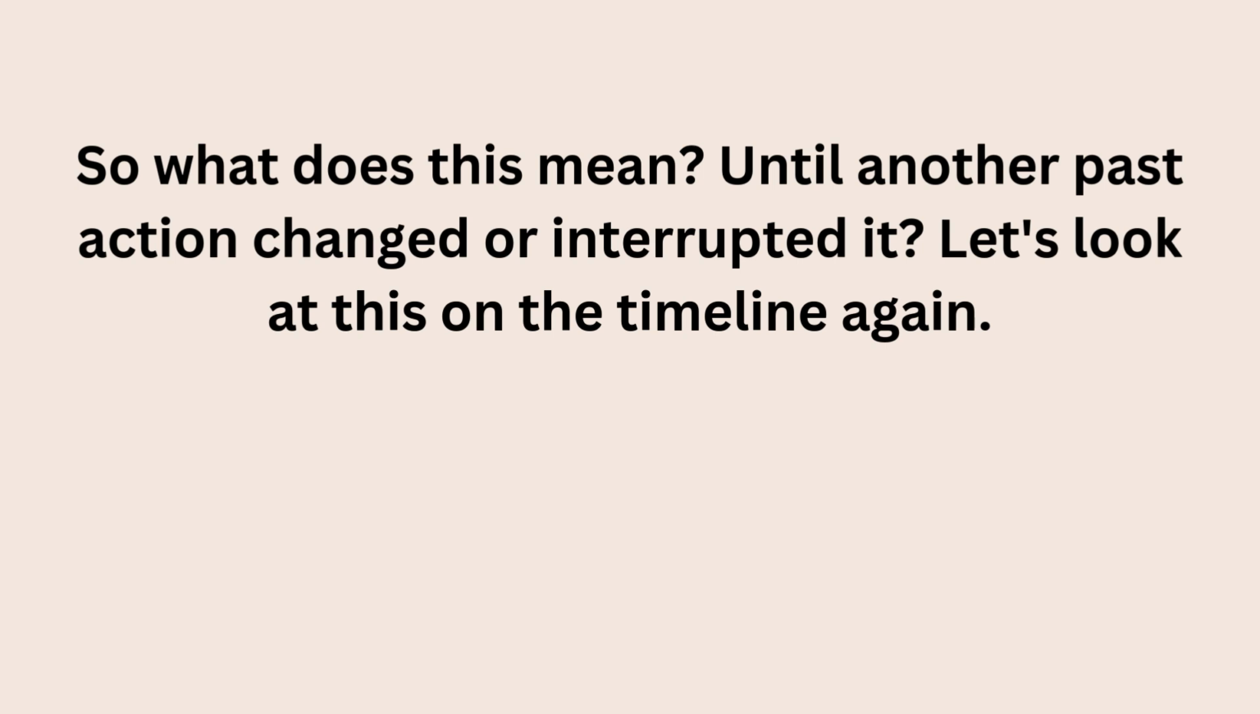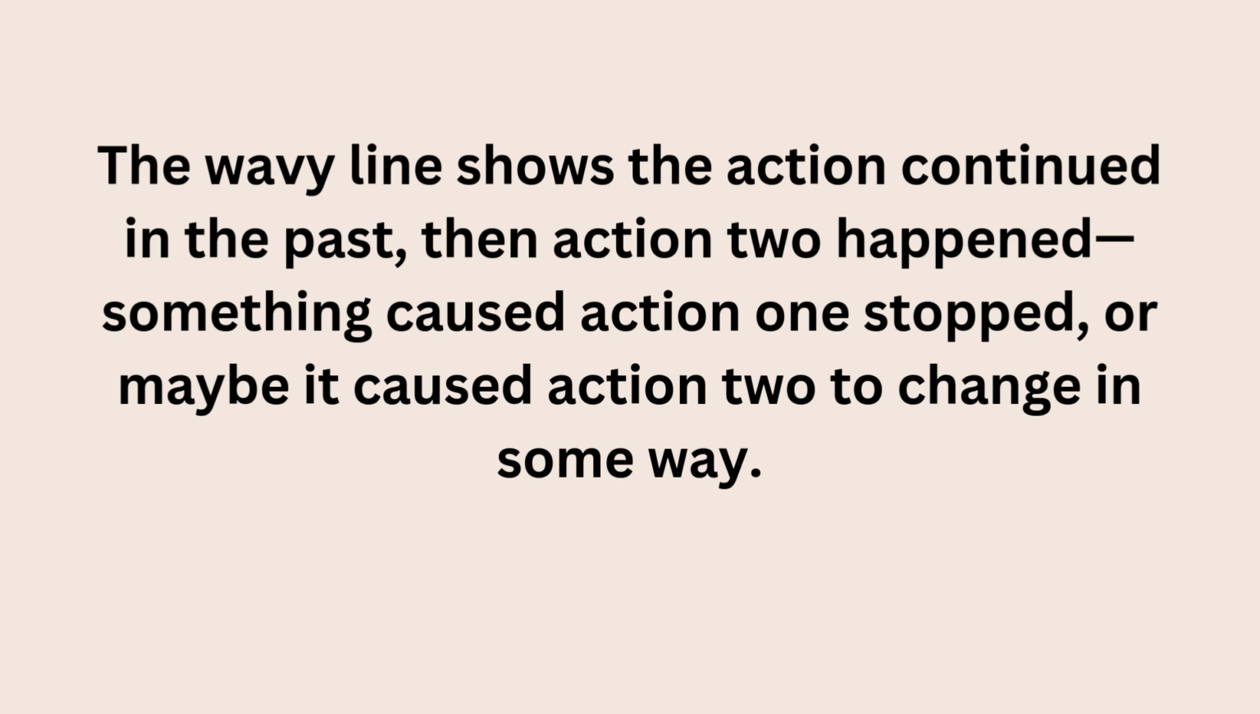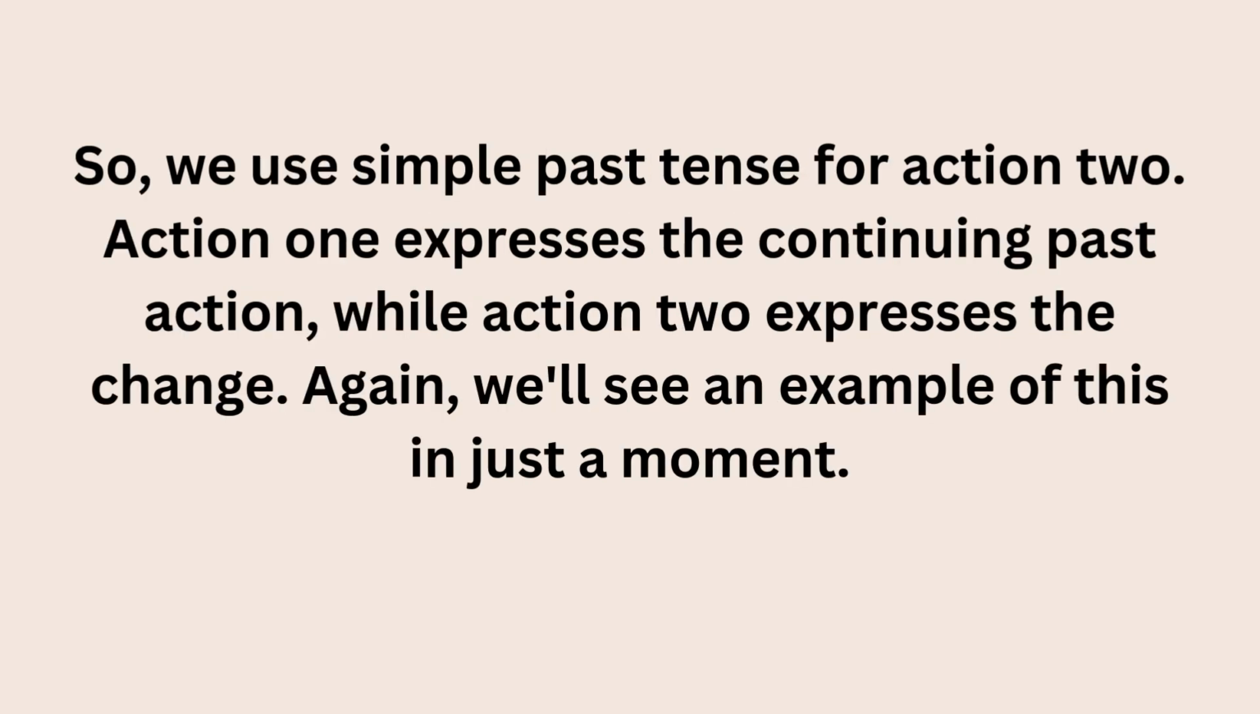Let's look at this on the timeline again. We have action 1 and action 2 here. So with this use, action 1 started here at the checkpoint. This is where action 1 started. The wavy line shows the action continued in the past, then action 2 happened. Something caused action 1 to stop, or maybe it caused action 2 to change in some way. So we use simple past tense for action 2. Action 1 expresses the continuing past action, while action 2 expresses the change. Again, we'll see an example of this in just a moment.